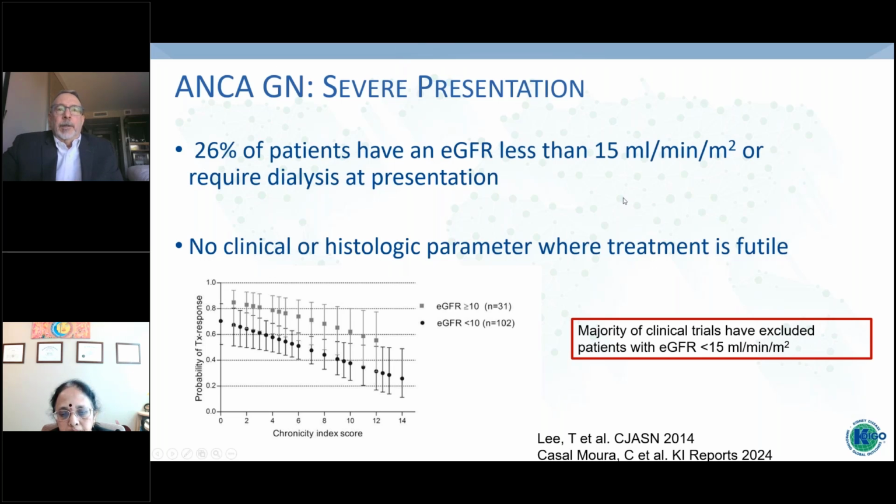Many of the glomerular diseases, and you know this very well, when there's a lot of histologic damage or the patients have a very elevated creatinine and they're on dialysis, there can be consideration of not treating the patient because they're not likely to respond. A perfect example might be anti-GBM disease.